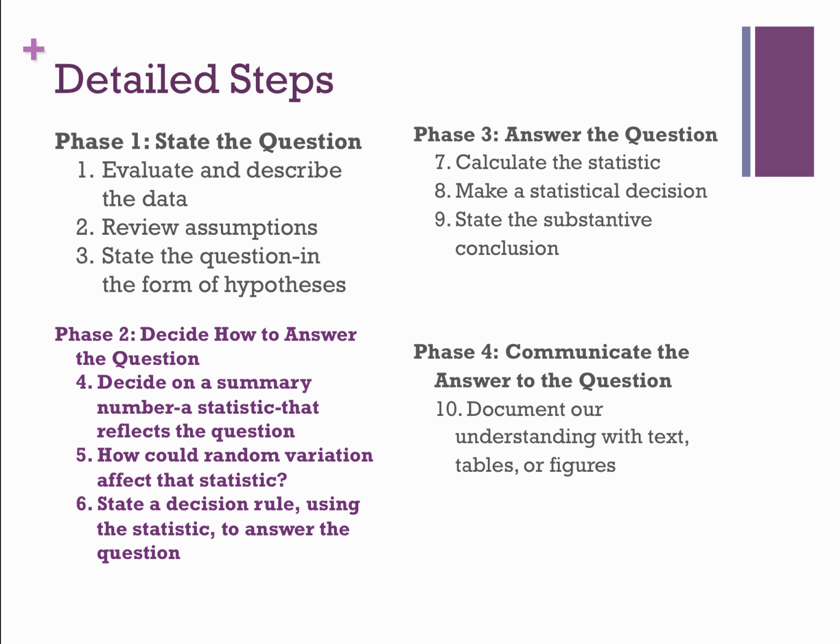A review of the full 10 steps. We've assessed steps 1, 2, and 3 in depth under phase 1. And now we'll look at phase 2, deciding how to answer the question. So now that we have stated the question and have statistically defined the question and have looked at our data and reviewed the assumptions associated with our sample data, how do we actually decide an answer to the question that we formed in step 3?